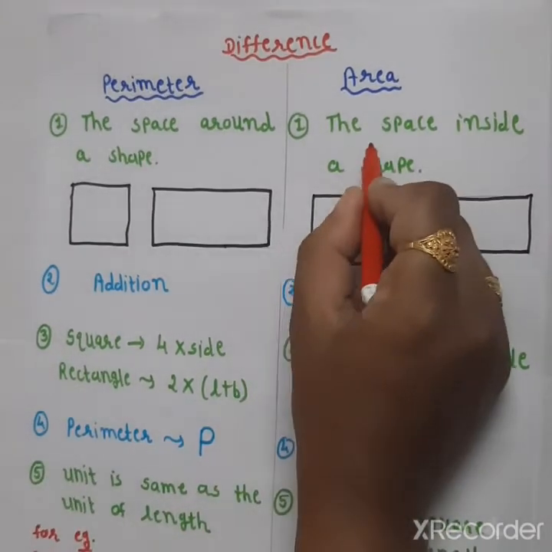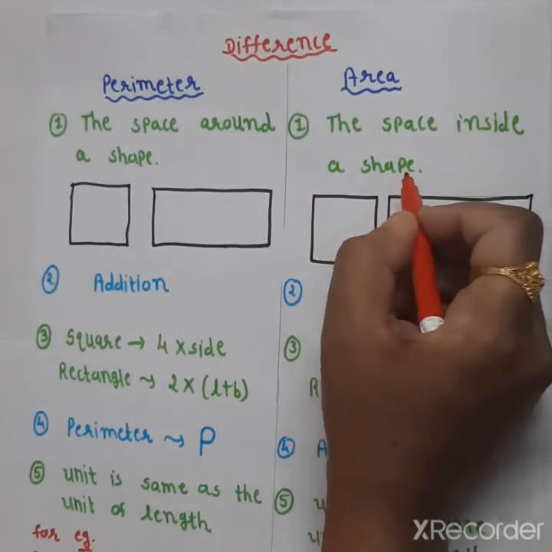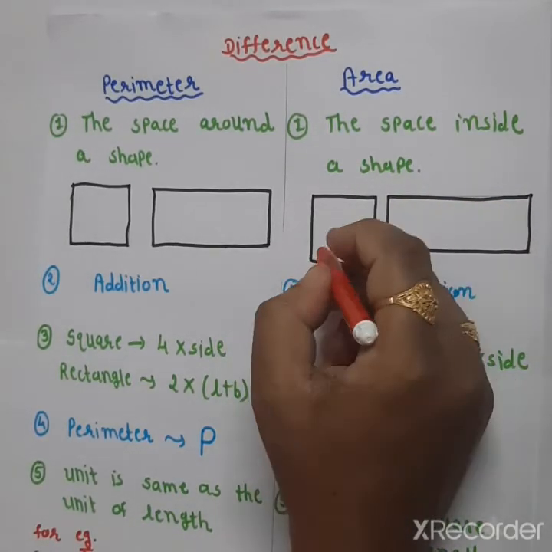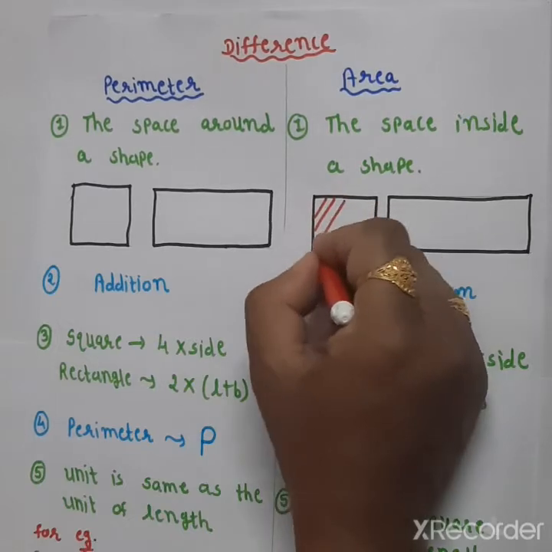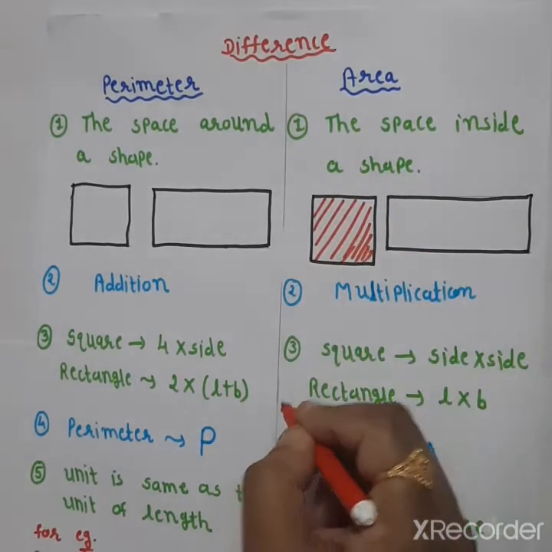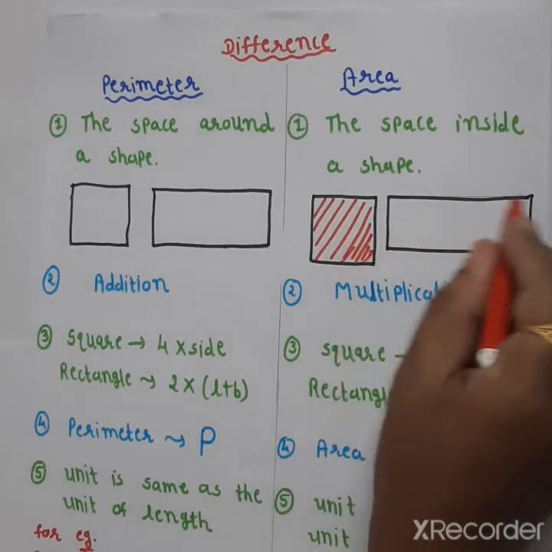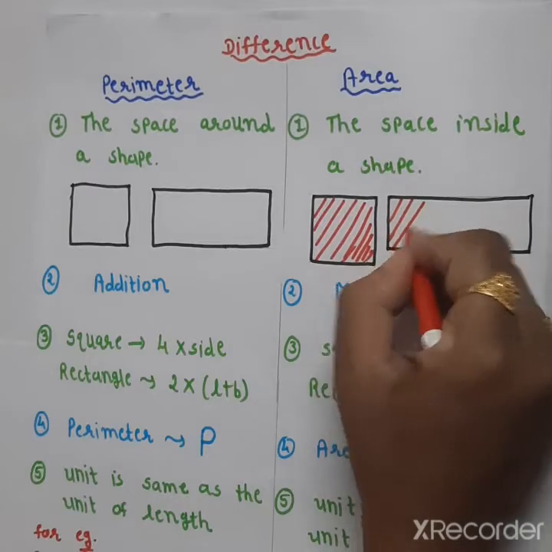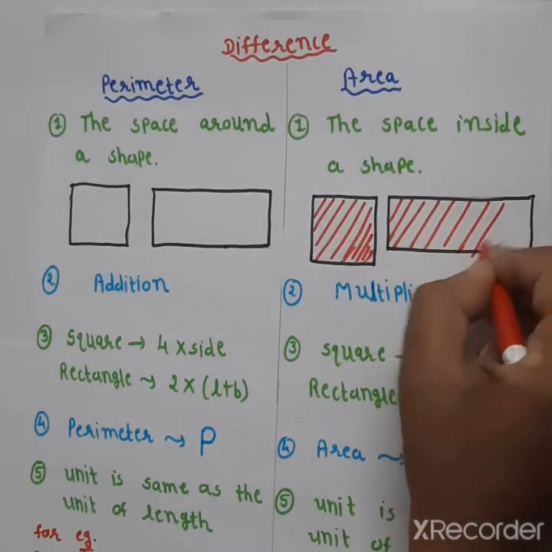Area. The space inside a shape. That means if I want to find out the area of this square, I will take the space inside this square. That means this shaded portion. If I want to find out the area of this rectangle, I will take the area inside this rectangle.